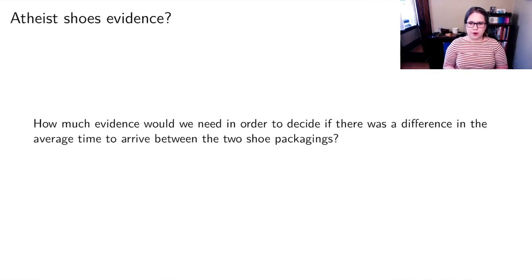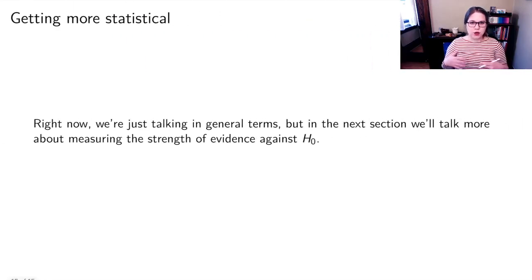And we could ask the same question with the Atheist shoes. How much evidence would we need to determine that there was a difference in average time? If it was a day different, would that be enough evidence? Or 3 days different? Or 10 days different? Or 100 days different? How big of a difference would it need to be for us to say that there was really a difference? Again, I'm just asking you an opinion question. And then as we go forward through this chapter, we're going to get more statistical. We're going to learn how to statistically measure the strength of the evidence against the null hypothesis. But that'll come later.